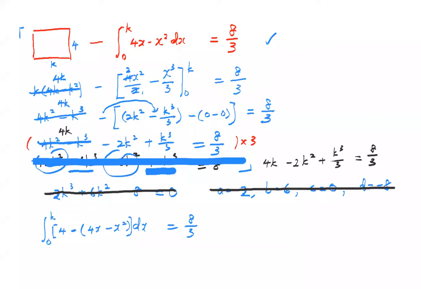Okay, so you can solve the problem by yourself. Okay, so you got 12K minus 6K squared plus K cubed equal to 8. So you have your K cubed minus 6K squared plus 12K minus 8 equal to 0. So you use your scientific calculator and get the answer.